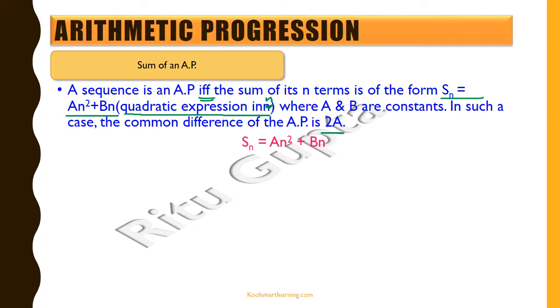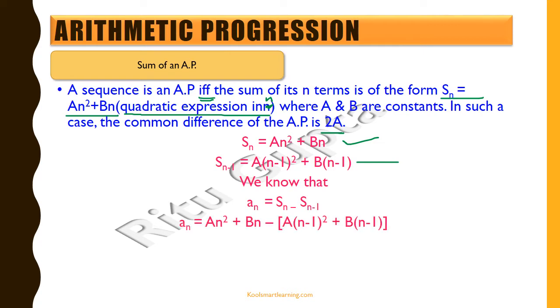Now let's see how we do that. Sn is equal to an square plus bn. This is given to us. So Sn minus 1 will become a into (n minus 1) whole square plus b into (n minus 1). Now we know that an is equal to Sn minus Sn minus 1. So we subtract this from this. We get an is equal to an square plus bn minus a into (n minus 1) whole square plus b into (n minus 1), which gives us 2an. The nth term of the AP becomes 2an plus b minus a, because the an square cancels out.